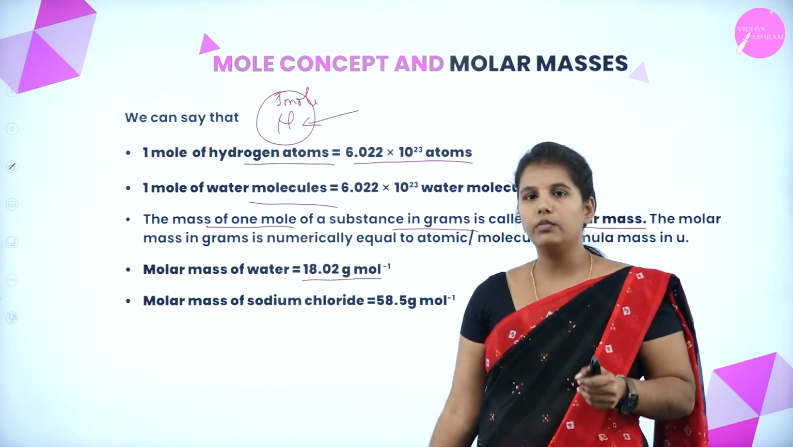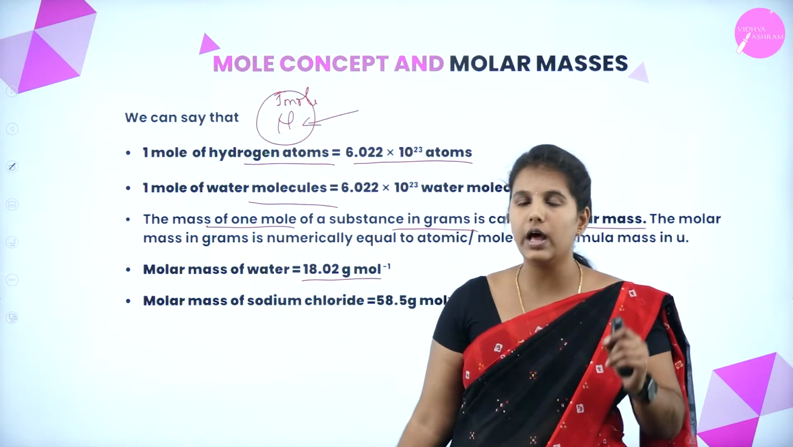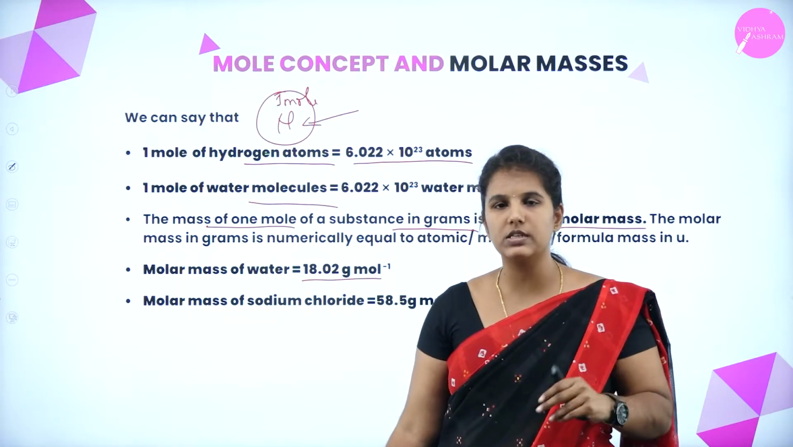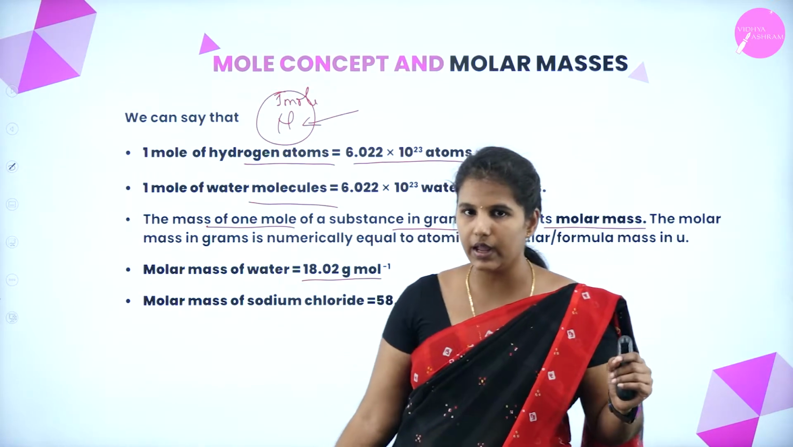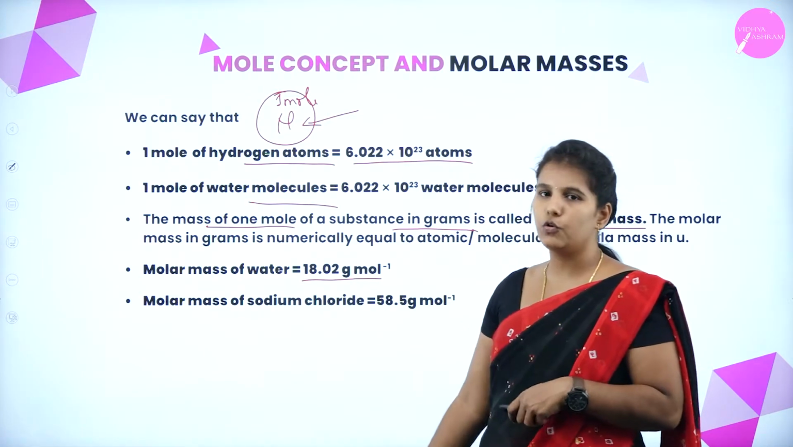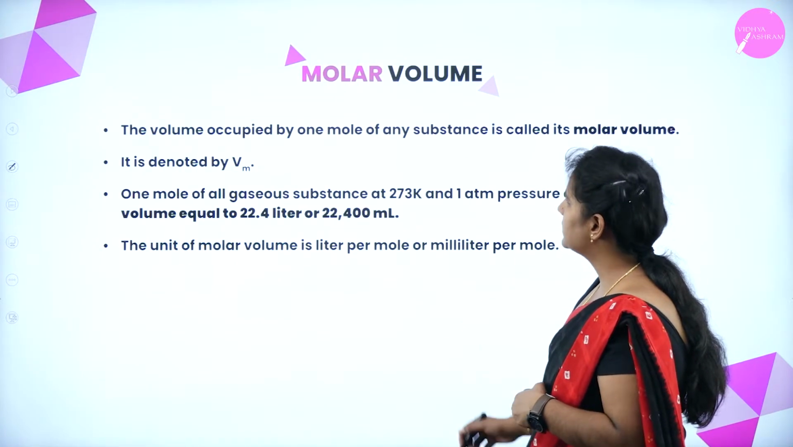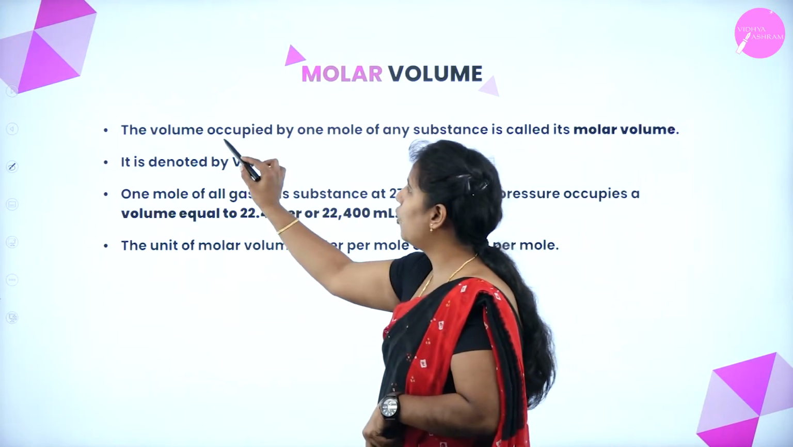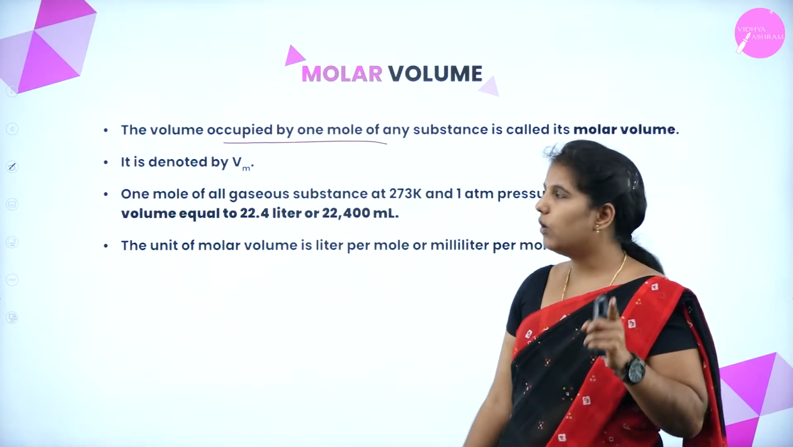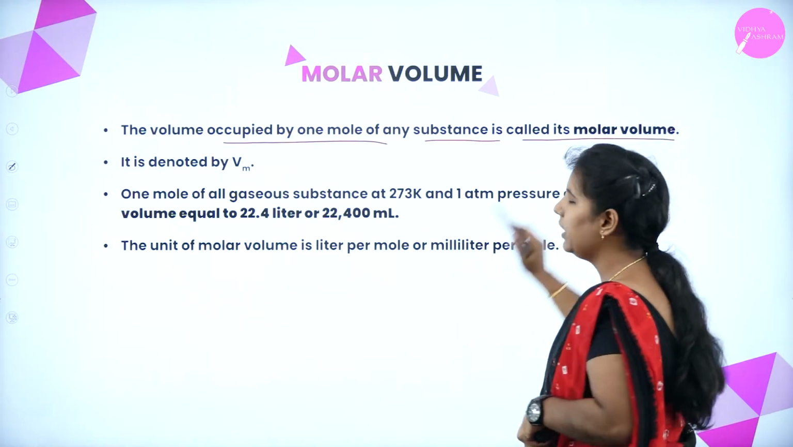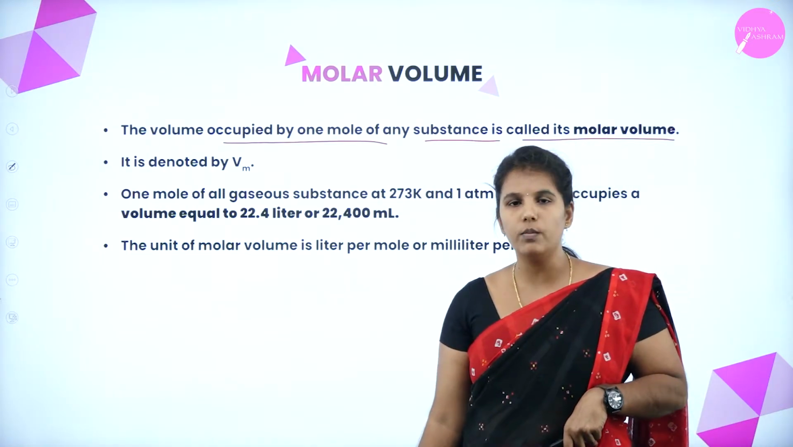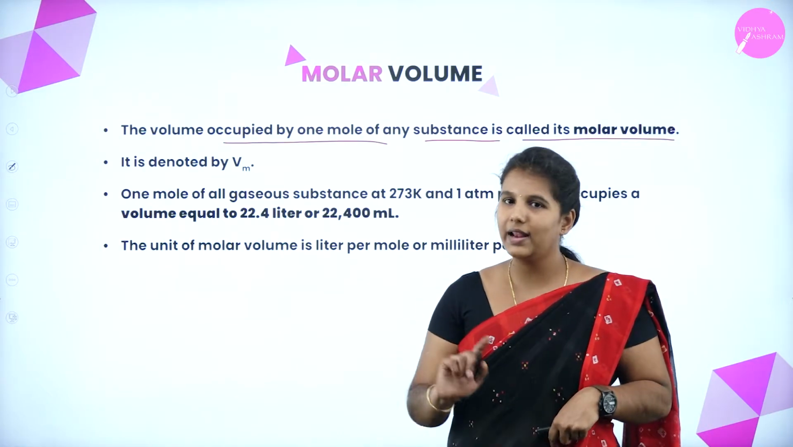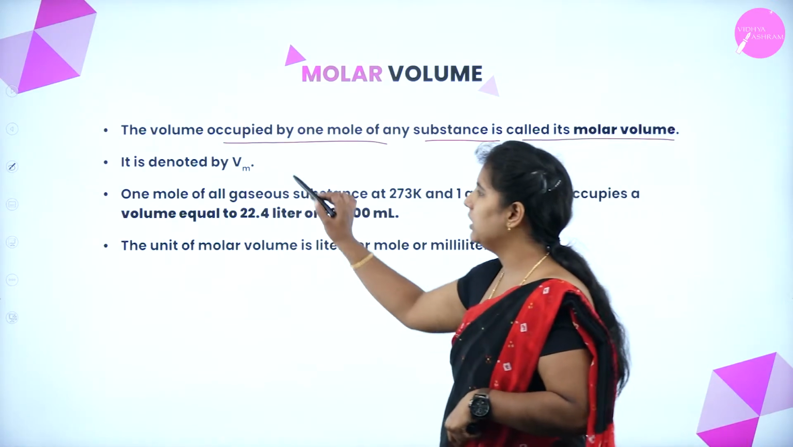This is how, from the mole concept, we can define the molar mass. Molar mass is the mass of 1 mole of a substance in terms of grams, and the examples are water and sodium chloride. Next is molar volume. Molar volume is the volume occupied by 1 mole of a substance. What is molar volume? It is the space occupied by 1 mole of a substance, and it is denoted by the symbol Vm.